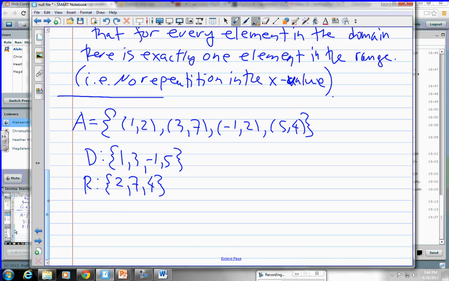Now, is this a function? Yes. Even though there is a repetition in the y, we don't care, as long as there's no repetition in the x. Okay? So you can have 2 different x values going to the same y value. It's like all of you, a bunch of different x values, converge in the same classroom. So that's kind of functioning. Okay? So yes, it is a function.